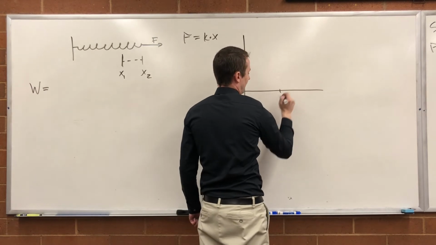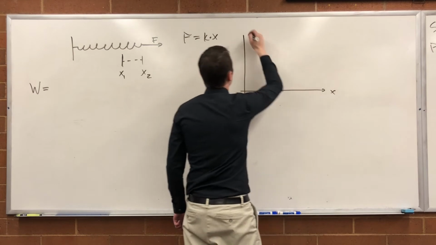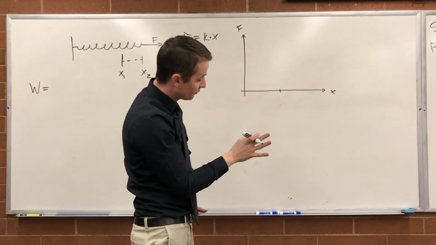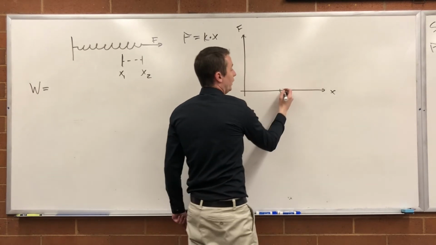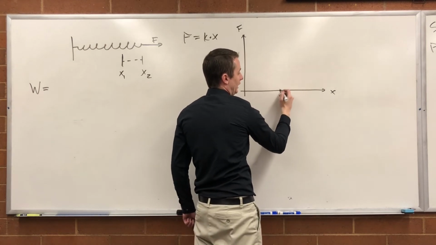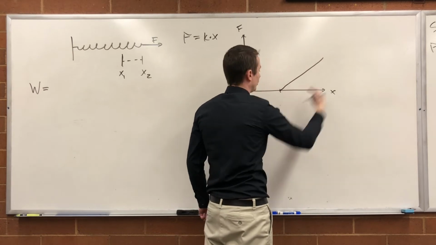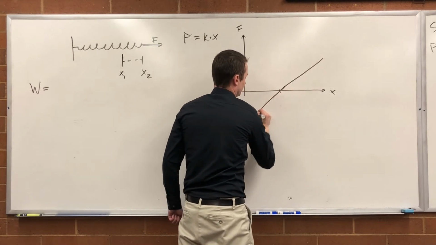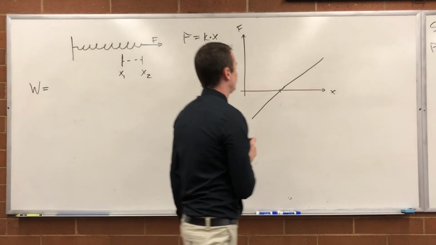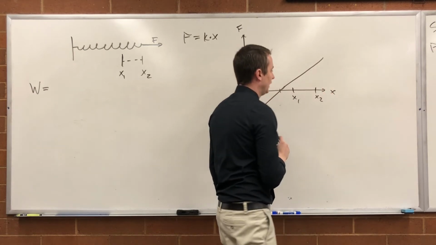So here's x equal to 0 where the slinky isn't stretched. First off, here's the x direction. Here's your force direction. Good? Now, your spring, when it's at rest, is right here, so there's no force. If I start pulling the spring out, I need more and more force. If I start pushing the spring in, I need more and more force in the opposite direction. So if I stretch a spring from some position x1 to some position x2, how do we calculate the work done by it?